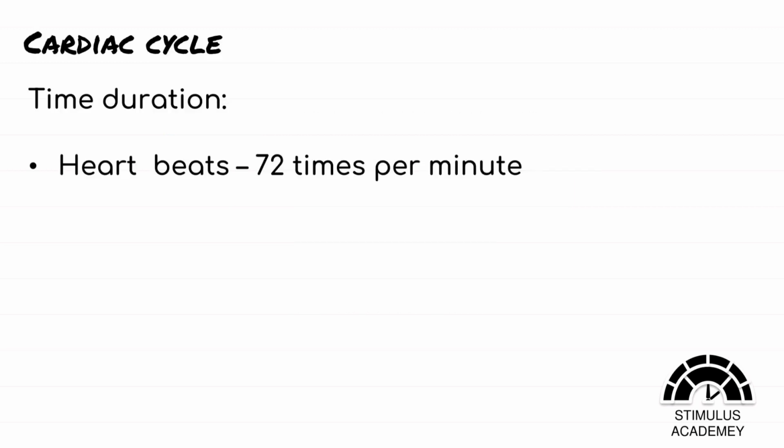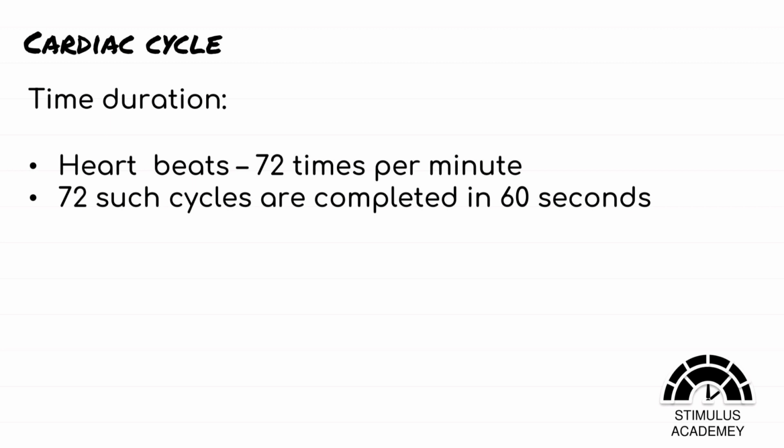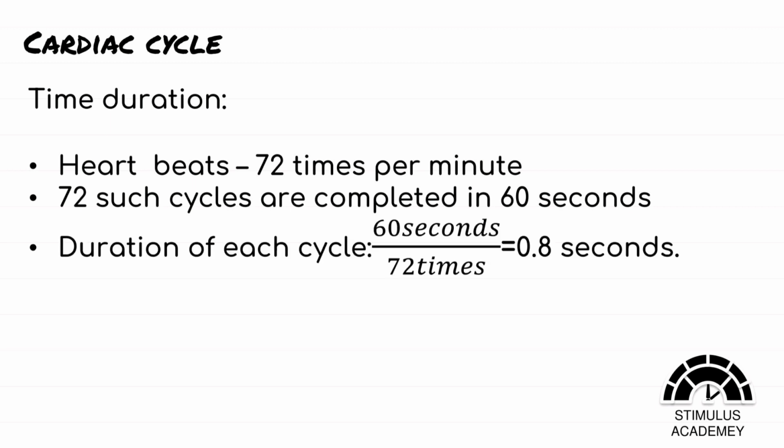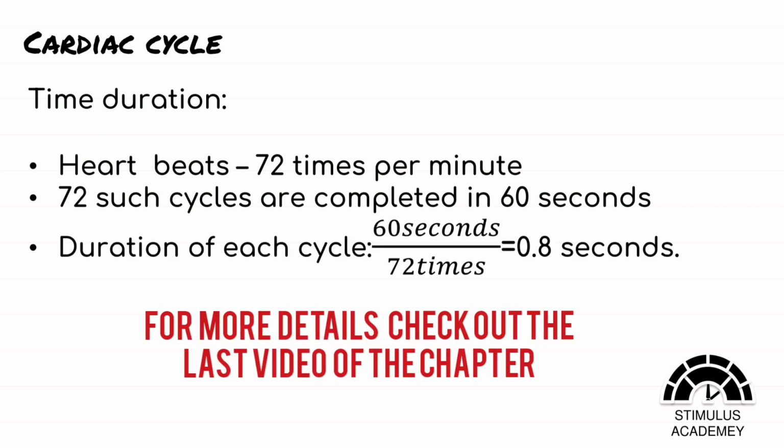Now we are going to talk about the time duration of the cardiac cycle. The heart beats 72 times per minute. So 72 such cycles are completed in 60 seconds. So the duration of each cycle is 60 seconds divided by 72. That is 0.8 seconds is the duration of each cycle.